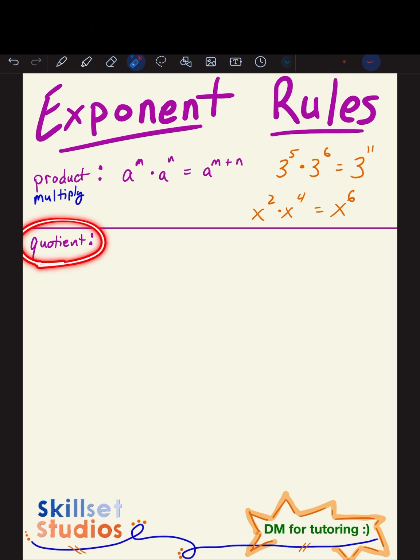Next comes the quotient rule. Remember, quotient also means divide. The quotient rule says if we have two bases that are the same and they're dividing, then we take those two exponents and we subtract them.